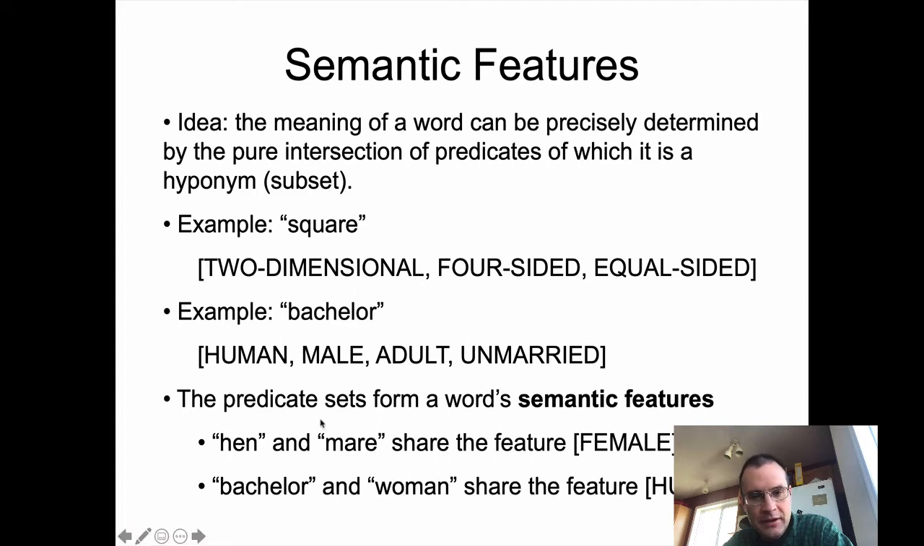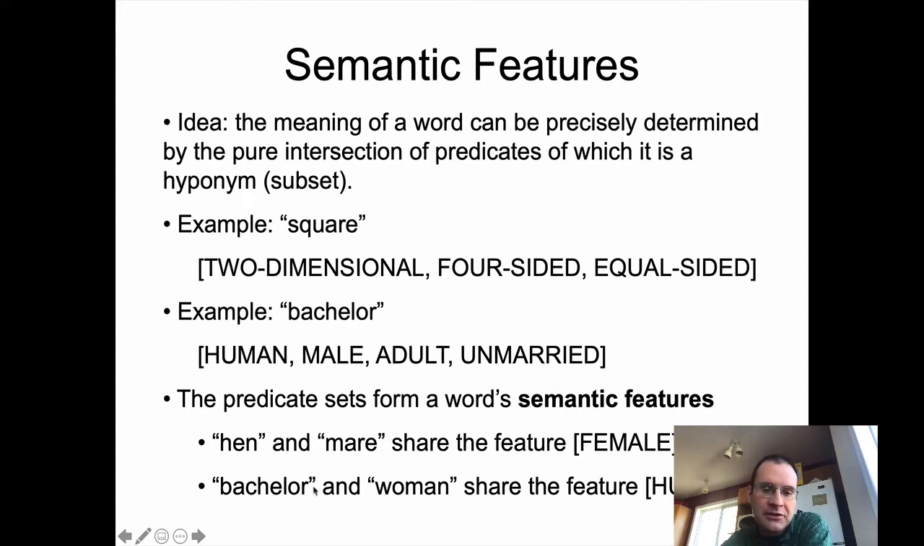You can think about it that these predicate sets form a word's semantic features. Like I said, these are kind of analogous to a phoneme's distinctive features in phonology. And like I said, these features can be applied across different words and ideally across different languages. So we can talk about a hen and a mare. A hen is a female chicken, a mare is a female horse. They both share the feature female.